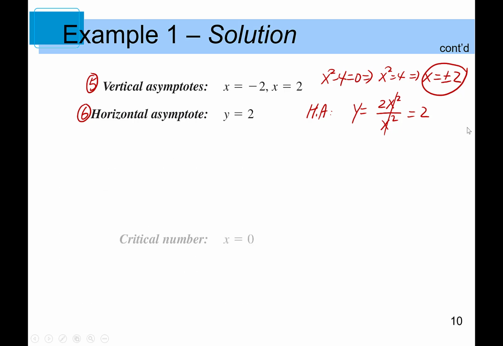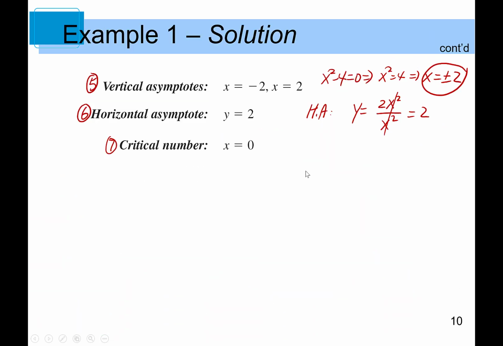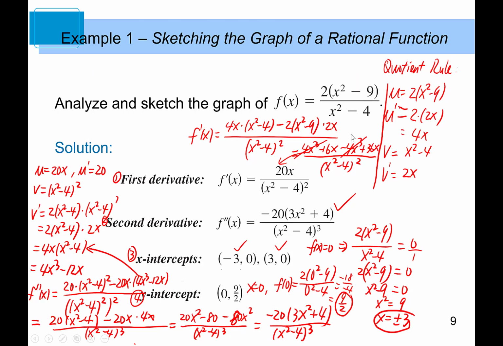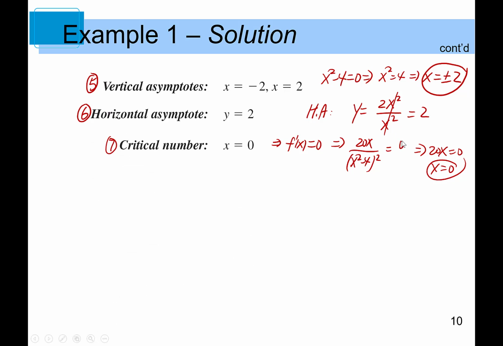Critical numbers, step seven, to find the critical numbers, you go back to the first derivative and set the first derivative equals 0. Setting f prime of x equals 0, which means 20x over (x squared minus 4) squared equals 0. That means 20x equals 0, x equals 0. Okay, so that's why the critical number is x equals 0.